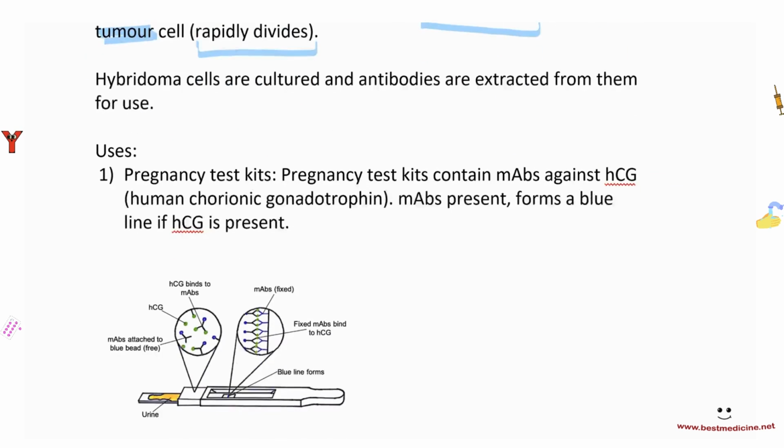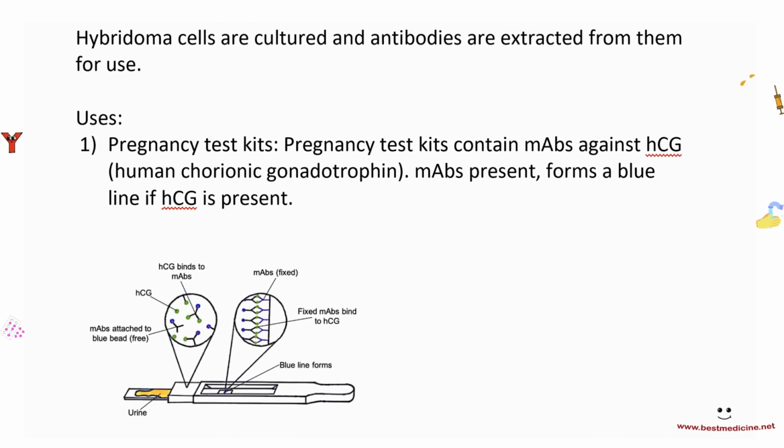So uses, one of them is we can use them for pregnancy test kits, okay? Pregnancy test kits. So how will that work? Well, pregnancy test kits contain monoclonal antibodies that are attached to a dye. Okay, so here's a monoclonal antibody, and then it's bound to a, let's say, a blue color dye. Okay, it's bound to a blue color dye, and then you have a lot of these.